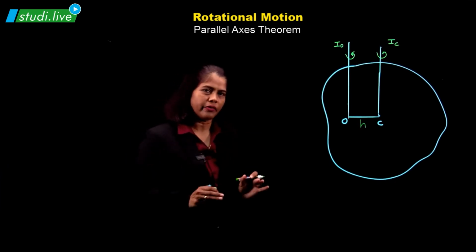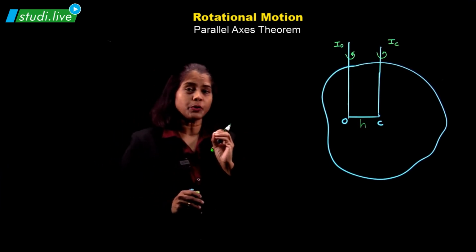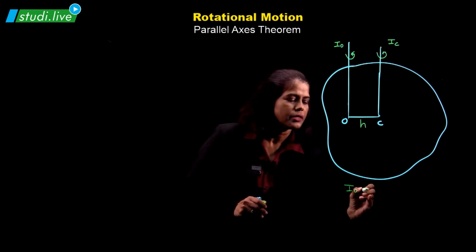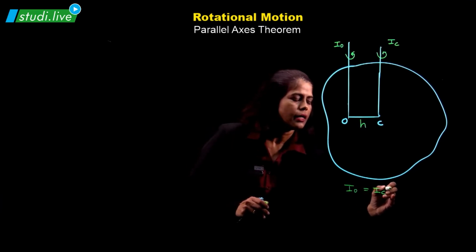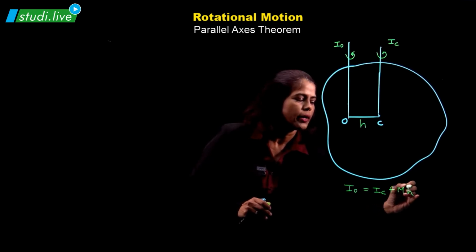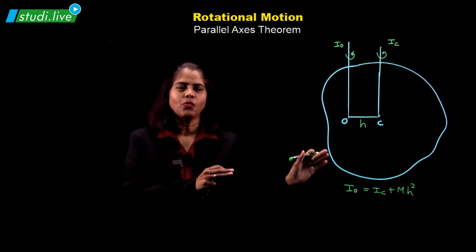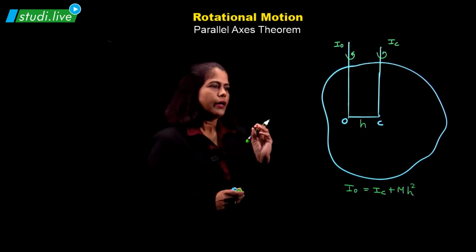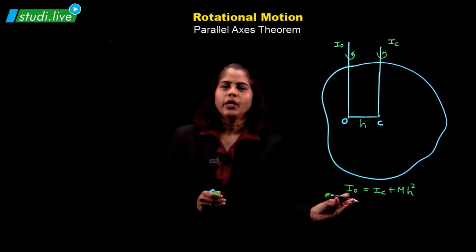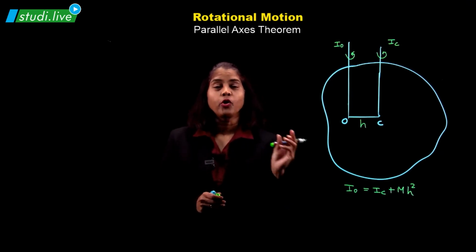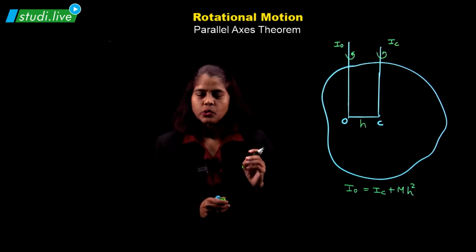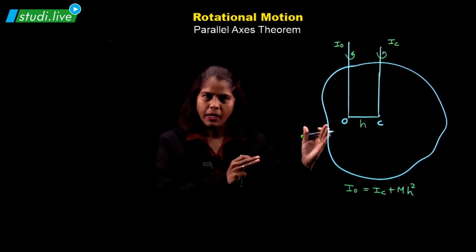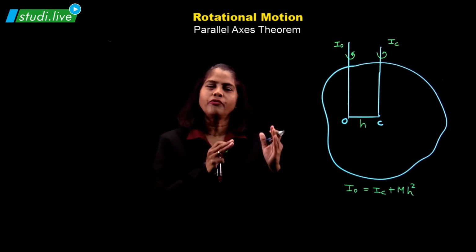Now we have to do the derivation, right? And what is the proof, students? Do you remember? What we have to prove here is IO is equal to IC plus mh square, right? So this is the derivation I have to do. Let us continue with it. Now, as you can see, IO is nothing but what? Moment of inertia, and for moment of inertia, two things are very important. One is mass and distance, perpendicular distance between mass and axis of rotation.